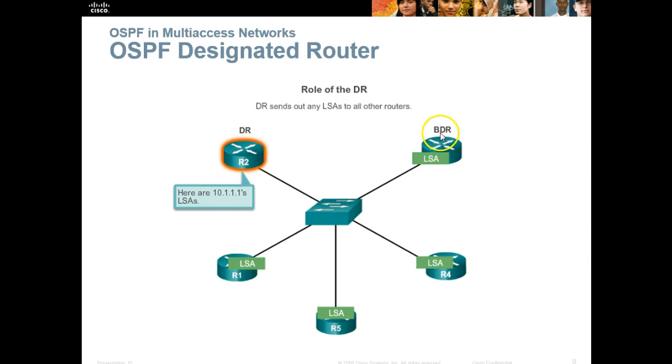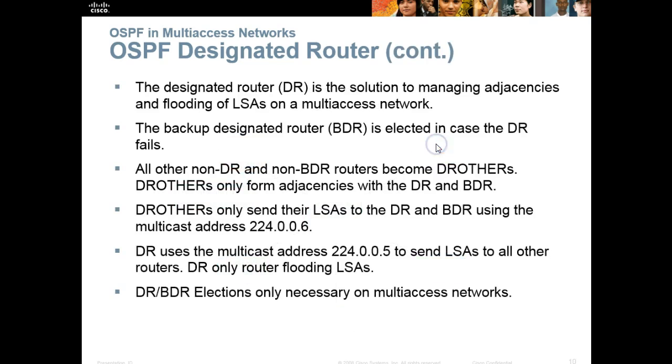So the DR and the BDR are receiving the same kind of updates on both sides. And the BDR is ready to go, but only kicks in if the DR fails, and then they'll have another election. And there is a whole process to this election that we'll talk about. So only the BDR and DR are getting LSA traffic. And if you have 50 routers, that can add up to quite a bit of traffic.